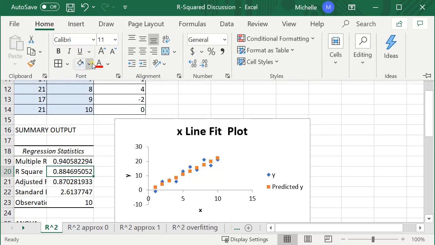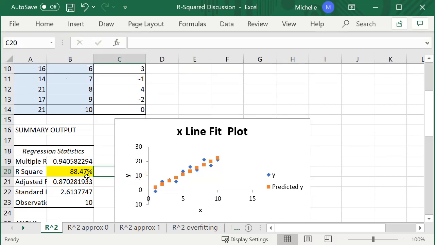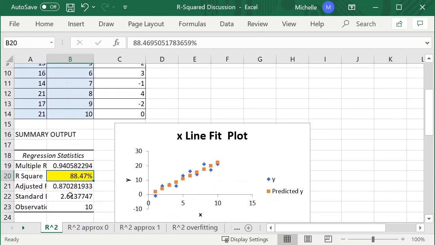Let me highlight it. A lot of times when I'm interpreting r squared, I like to convert it to a percentage. So click that percentage and then add some more decimals. You can click this little button over here. So format it, and I can say, okay, looks like 88.47% of the variability in y is explained by the model or by the regression. In this case, since there's only one x variable, it's explained by that x variable. So that's a pretty good percentage. And we expected that because of the way we constructed our data, right?